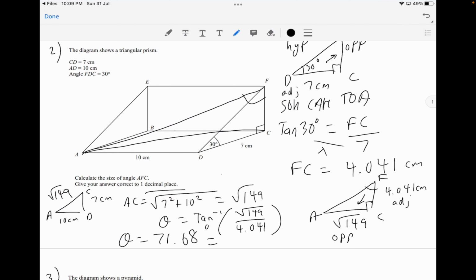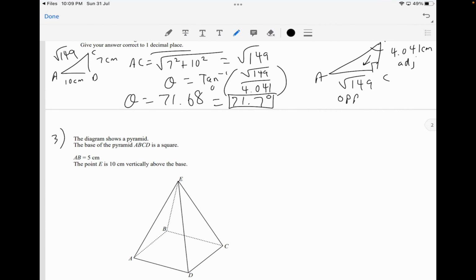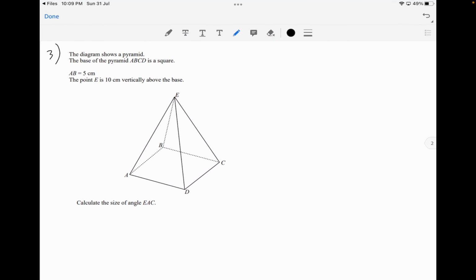To one decimal place, that means you have 71.7 degrees. This is going to be your final answer, 71.7 degrees. Alright, let's move on to the next question. There seems to be very limited space in this.